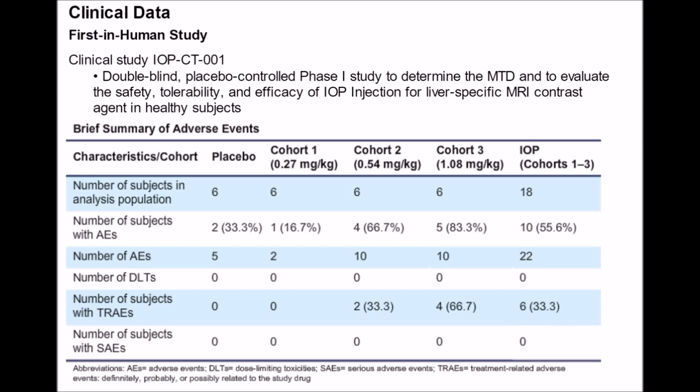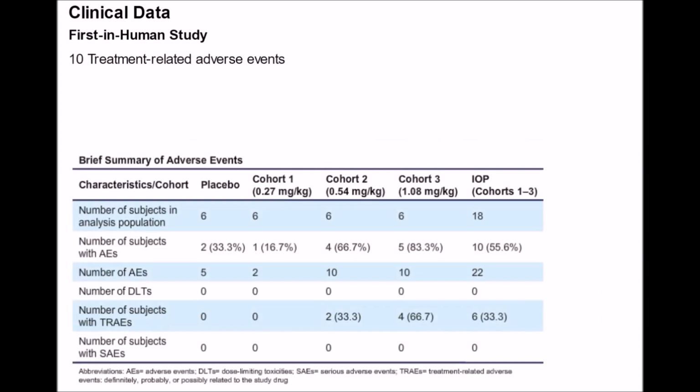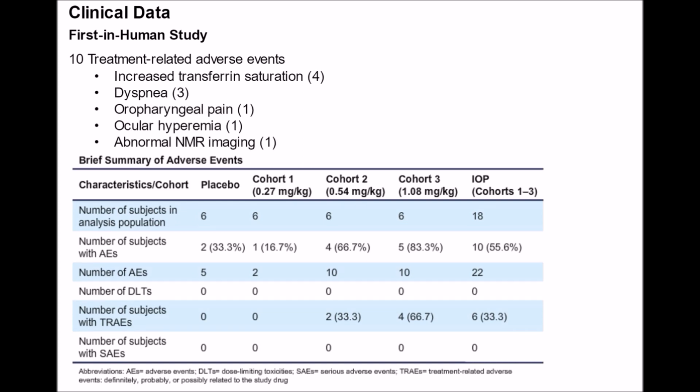On closer examination of the adverse events, 6 subjects experienced a combined 10 events that were considered treatment-related. A list of these events is shown here. The most common treatment-related adverse event was increased transferrin saturation followed by dyspnea. Note that among the 6 subjects with treatment-related adverse events, 1 subject had 5 adverse events, whereas each of the other 5 subjects had only 1.